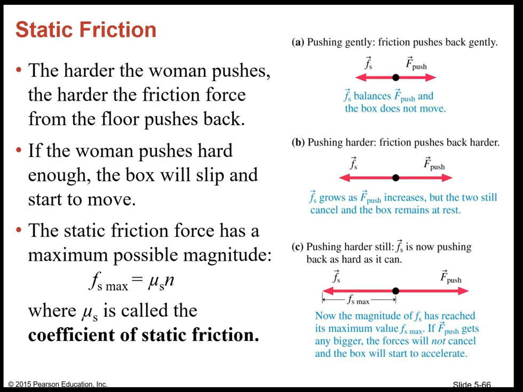Now there's a fraction component called the coefficient of friction, which is mu. So if you rearrange this equation, you get mu s is equal to Fs max divided by your normal force. It's a fraction relationship.